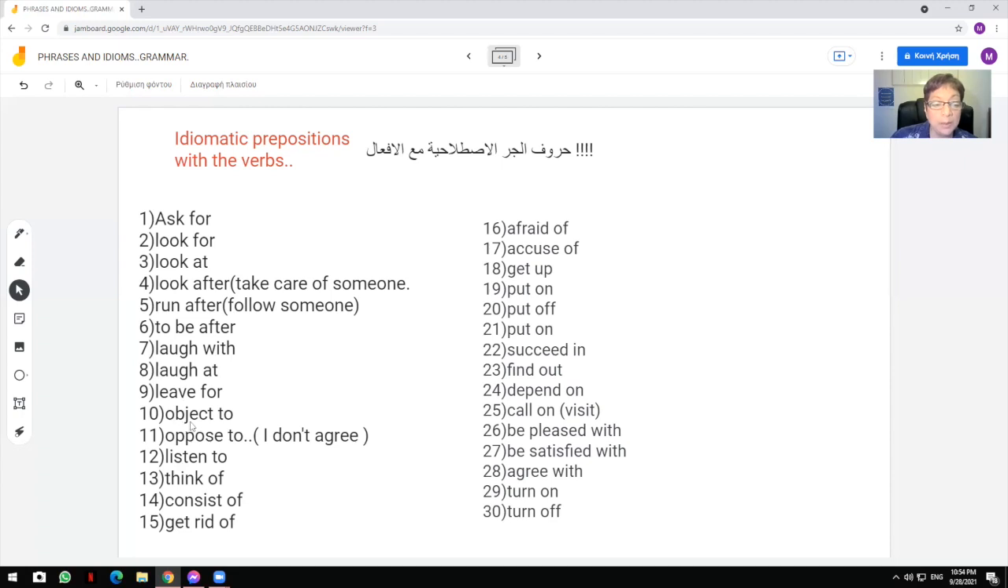Ten is to object to something. I object. Eleven, I oppose to. I oppose, I don't agree. Twelve, listen to. Thirteen, I think of. Fourteen, consist of. And fifteen is get rid of. Number sixteen, I am afraid of. Seventeen is accused of.